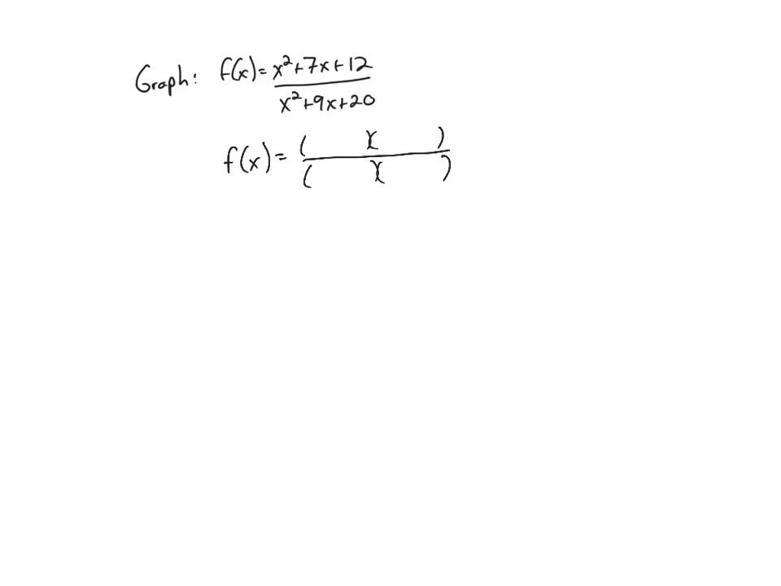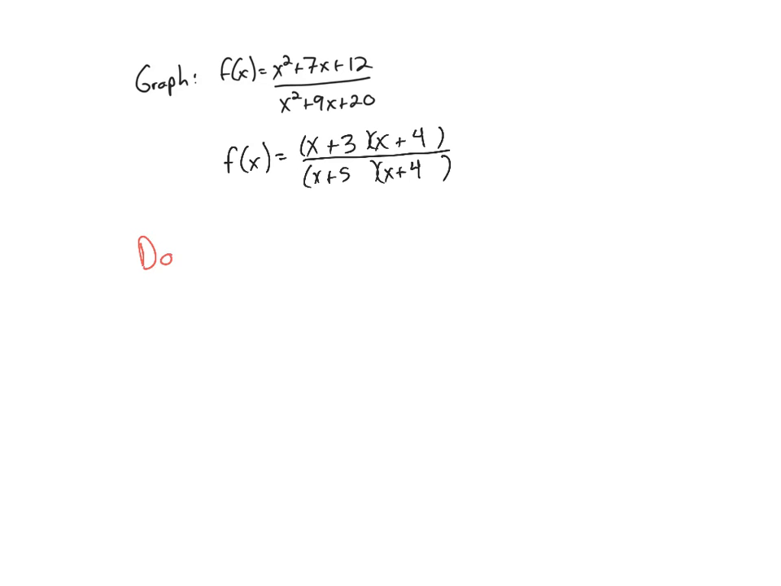Okay, so if I factor the numerator, I have x squared plus 7x plus 12, so I need x and x. Factors of 12 that add up to 7 are 3 and 4. Okay, so then I go to the denominator, do the same thing. So I end up with x plus 5 and x plus 4.